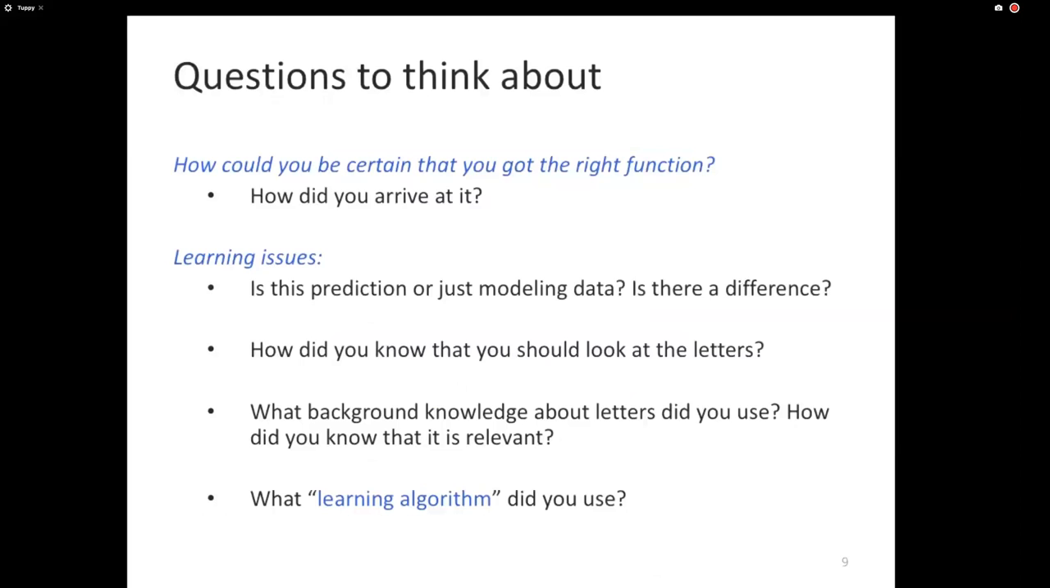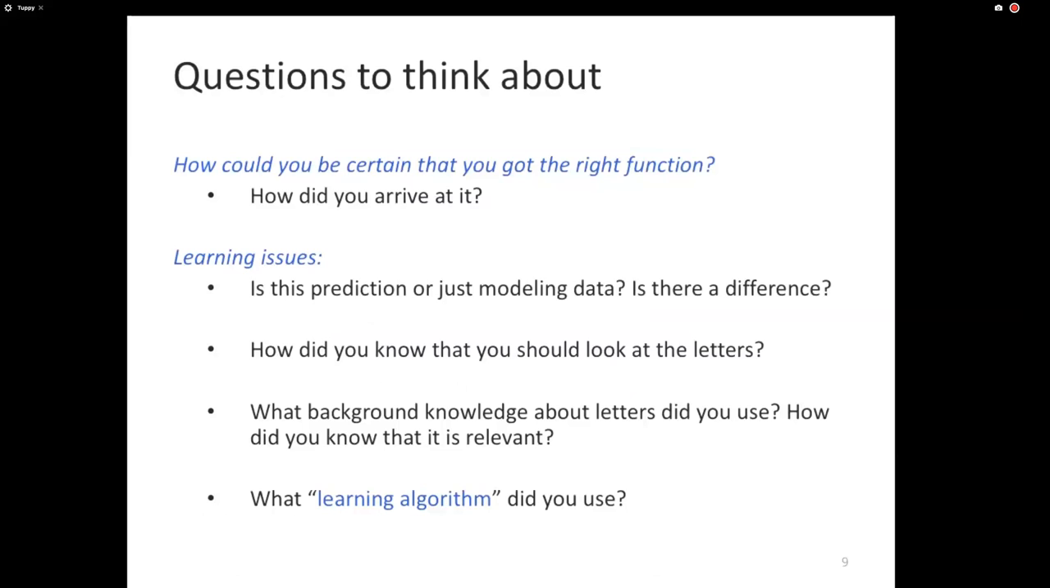But even if you did get a function that fits the six data points, how can you be sure that it's correct? Let's say you get a function that fits all 200 data points and is perfect on them. How can you be sure that it's the rule that I used when I created the data? That's one question. How do you know whether you got the right answer?